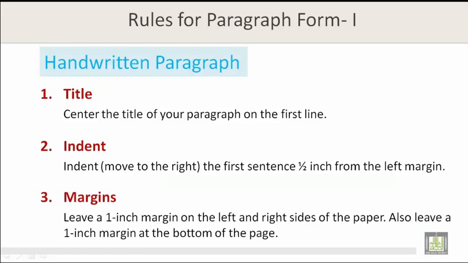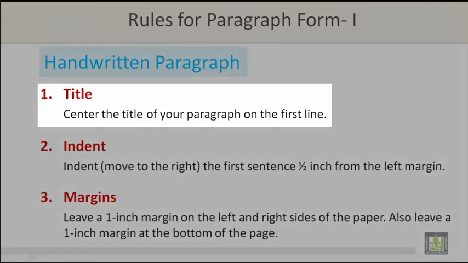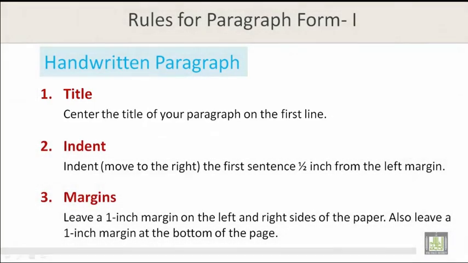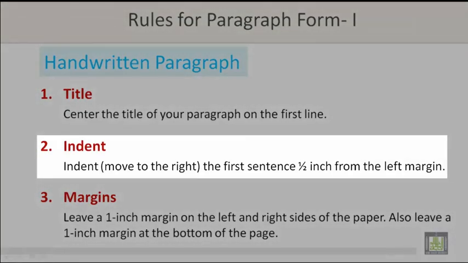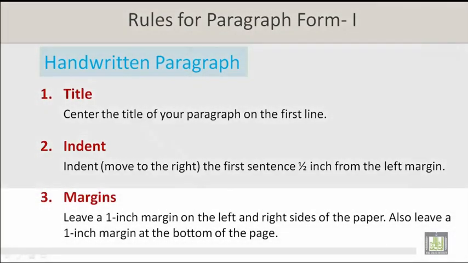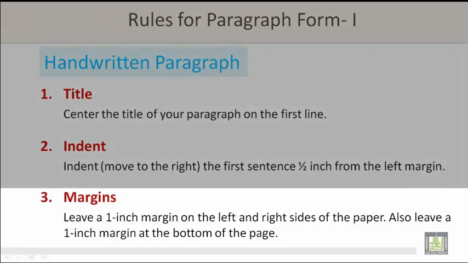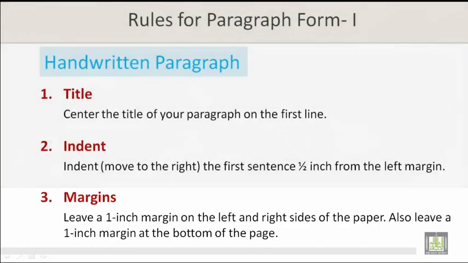Rules for paragraph form. Handwritten paragraph. Number 1, title. Center the title of your paragraph on the first line. Number 2, indent. Indent, which means move to the right, the first sentence a ½ inch from the left margin. Number 3, margins. Leave a 1-inch margin on the left and right sides of the paper. Also, leave a 1-inch margin at the bottom of the page.